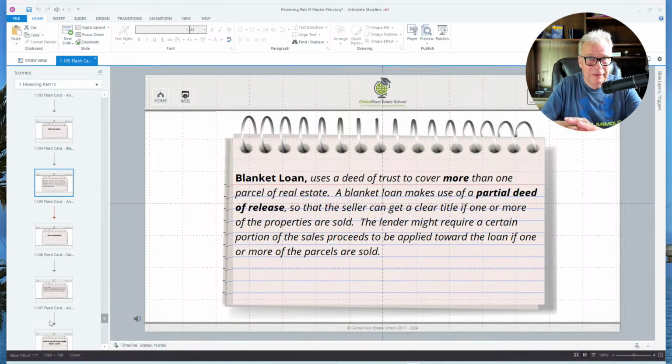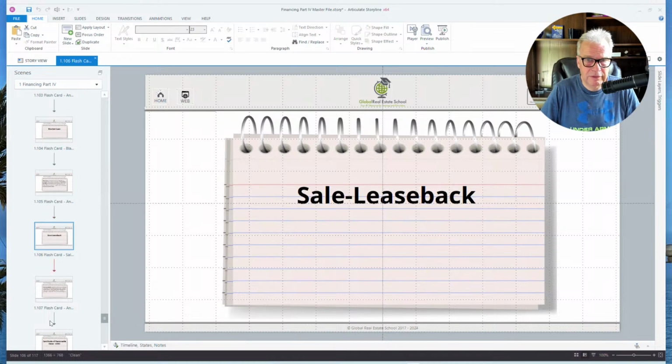So the lien, the deed of trust or the mortgage, that lien encumbers or is over more than one parcel. And if you want to sell one of those pieces, then you need to get what is called a deed of release or a partial deed of release.